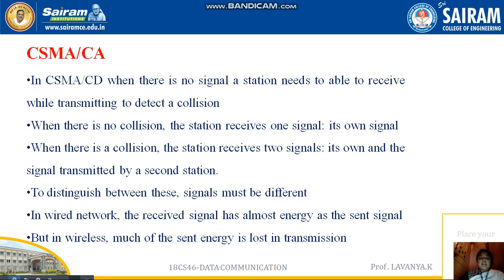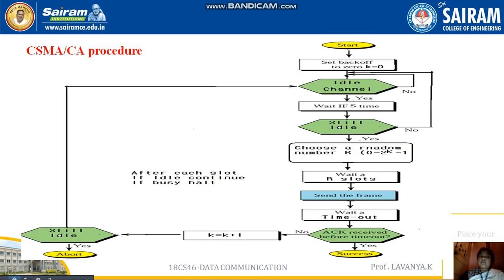Then in the wired network, it receives a signal with almost the same energy, through the help of the wired LAN network. It receives the signal with more energy, more powerful signals, without any noise or collisions. Then this is our CSMA/CA, where CA means collision avoidance. So this is the procedure.